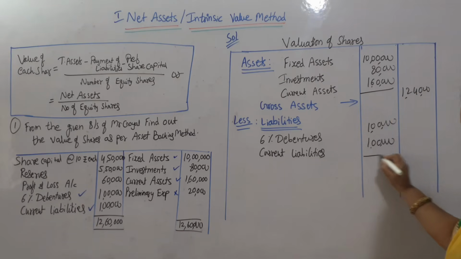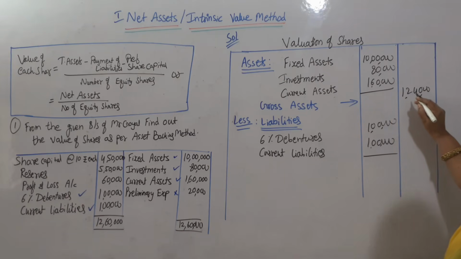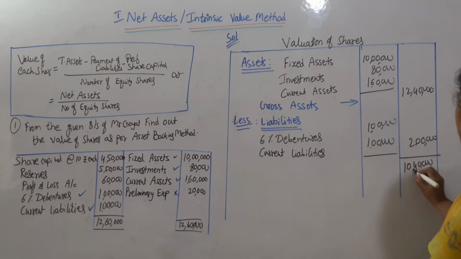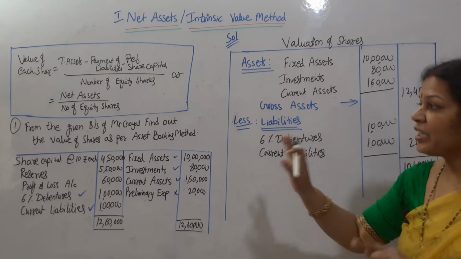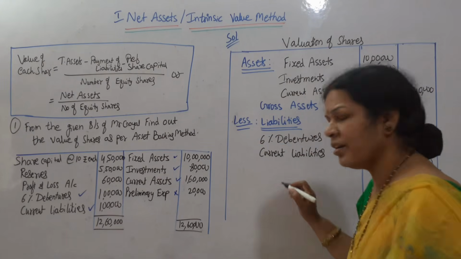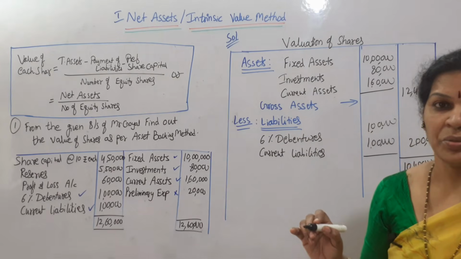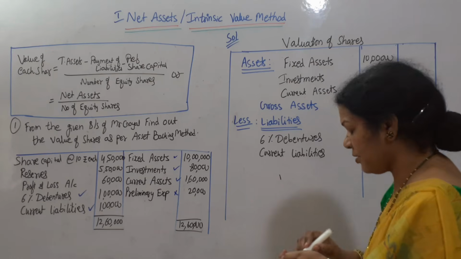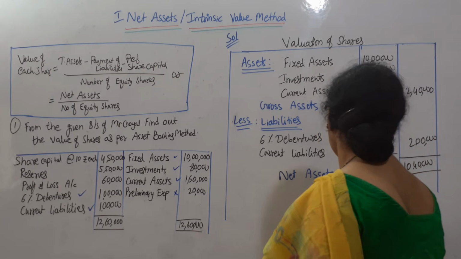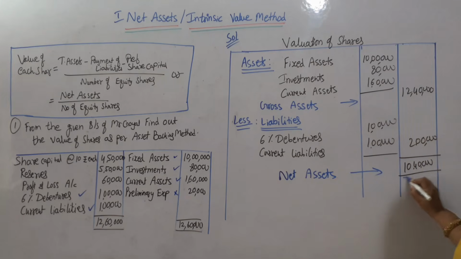So, total together it is 12,40,000. I did not write properly. 12,40,000. Deduct 2 lakh. If you deduct, you will get 10,40,000. What is this 10,40,000? Equity shares, net assets, you can say. Okay. So, this is the net assets, you got it. Or you can say net assets of equity shares also. Short form, net assets. Net assets, you got 10,40,000.